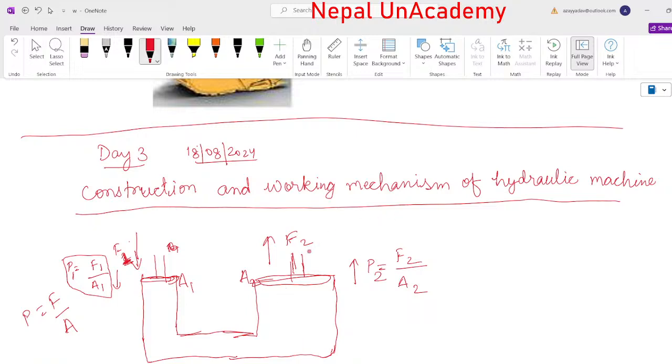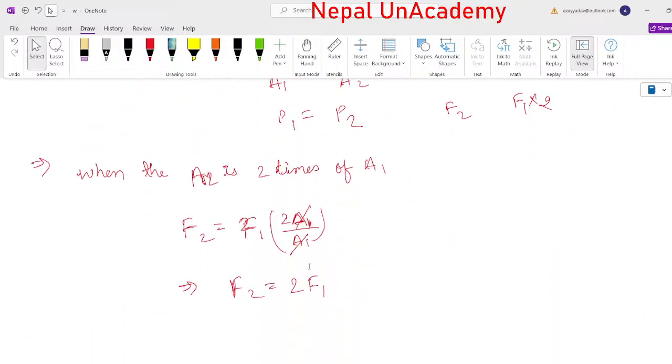So this is the cross-sectional area. When it is 2 times, or in other words half, of the larger piston, the cross-sectional area of the larger piston is 2 times A1. A1 is this one. So when it becomes 2 times A1, we put 2A1 by A1. So what do we get? F2 is 2 times F1.